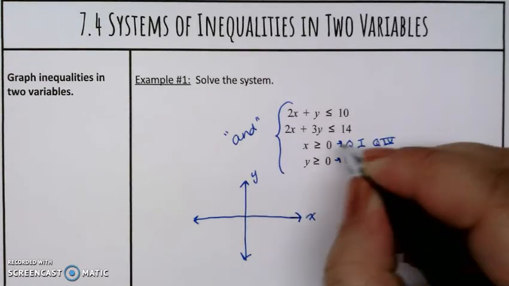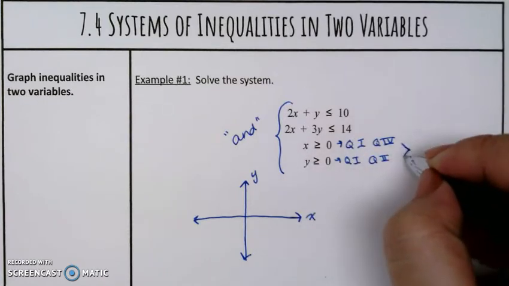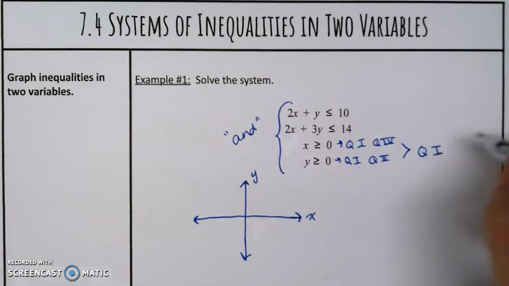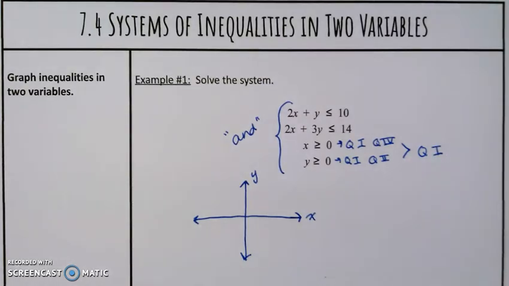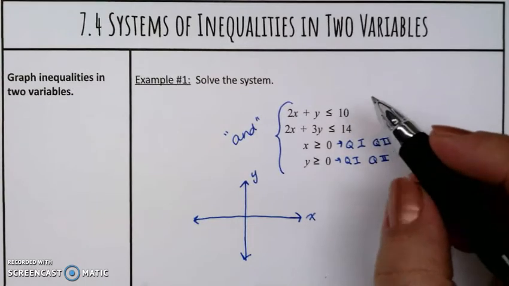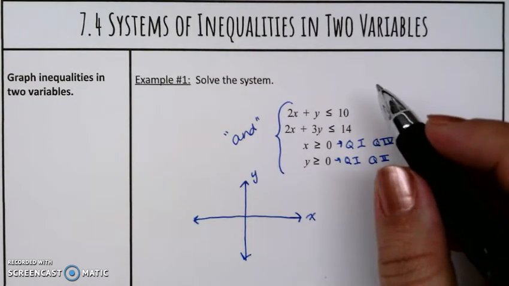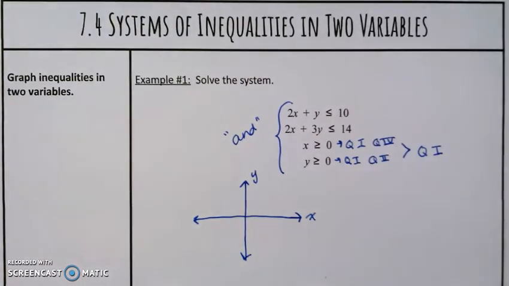Now, because this is an AND statement, it has to satisfy both. So what this tells me is that I'm only looking for solutions in quadrant 1. I don't even have to worry about the other 3 quadrants. So now I can go into looking at these other 2 inequalities here, knowing that I only care about their solutions within quadrant 1.